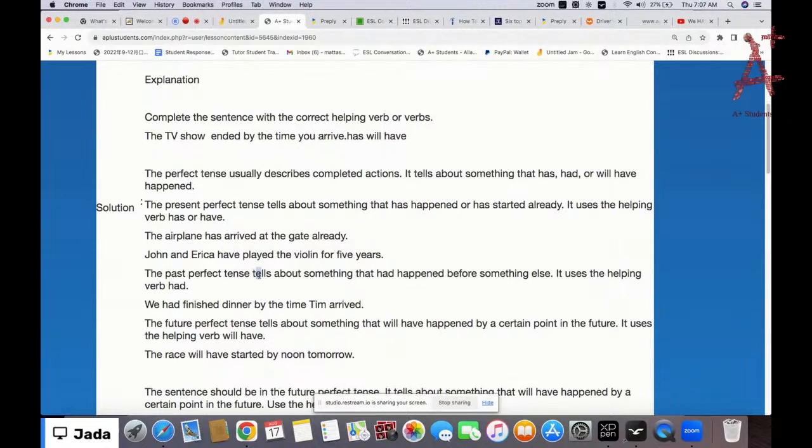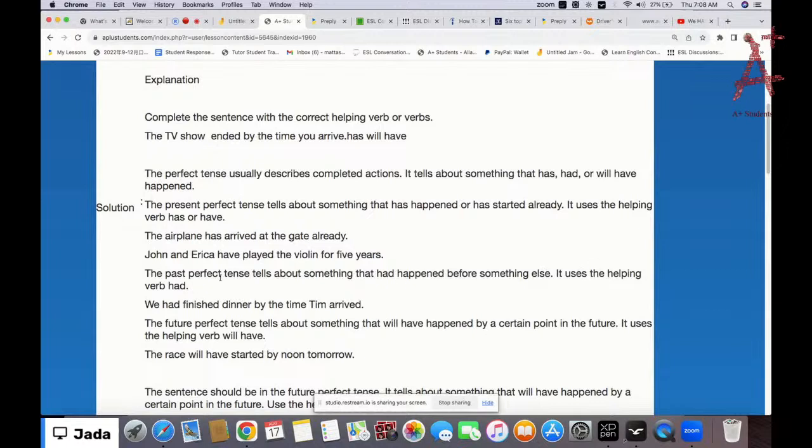Now the past perfect tense tells about something that had happened before something else. All right? So now you can tell us maybe, for example, something that you did earlier on in the day before you came for your grade 5 lesson. So that is what past perfect tense is. It has happened before something else. So now you're having the lesson and there's something that had happened before the lesson. So that is what the past perfect tense is all about.